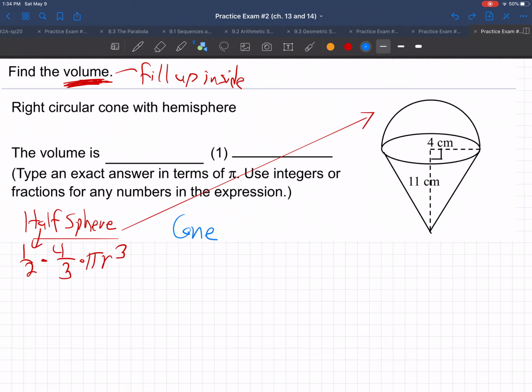So we need the volume formula for the cone. What's the volume formula for a cone? It's 1/3 pi r squared h. We've got to add these together, the half a sphere and the cone. So there's our formulas. Let's dive in.